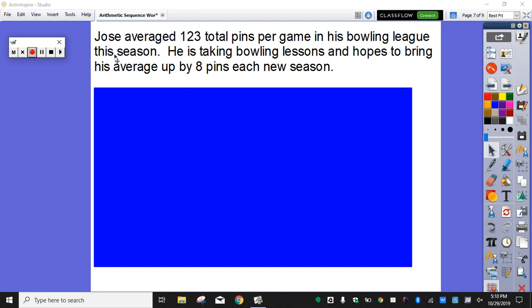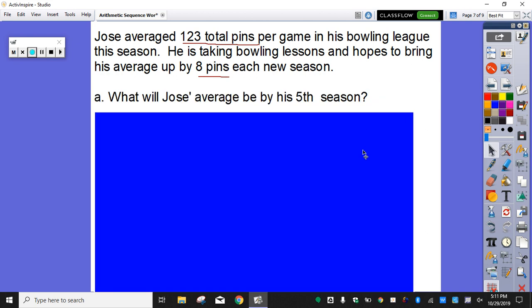The question reads, Jose averaged 123 total pins per game in his bowling league this season. He's taking bowling lessons and hopes to bring his average up by 8 pins each new season. So when I first look at this, I notice that there are pins and pins. So the first question is, what will Jose's average be by his 5th season?